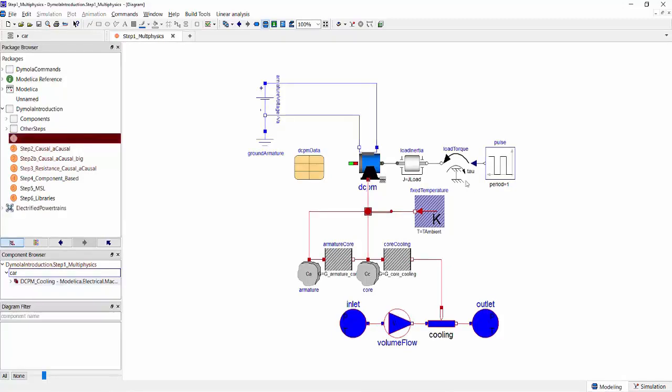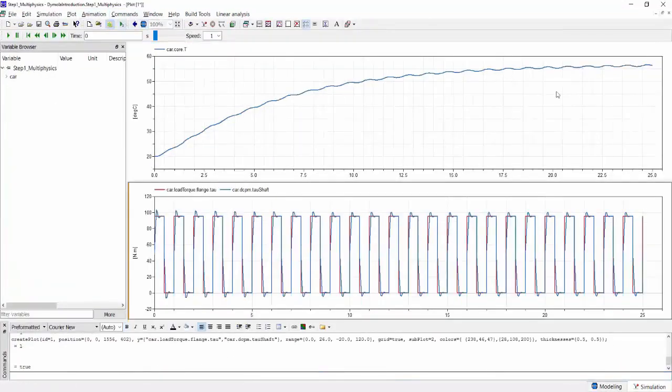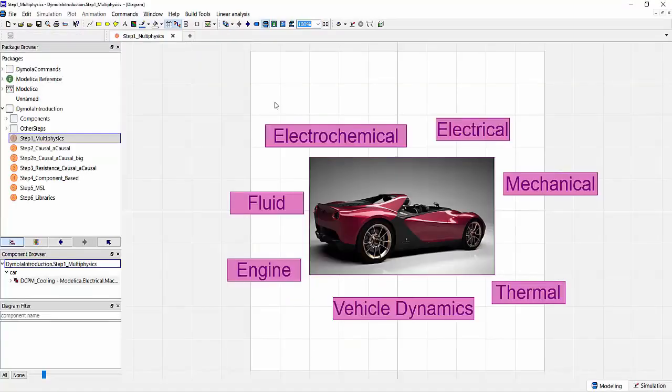Now we can look at the simulation results of this complete multi-physical system. We can run it and then plot simulation results. For example, we can look at the core temperature of the electric machine, or we can look at the applied and resulting torque on the machine shaft. So that's what we talk about when we mean multi-physical modeling.